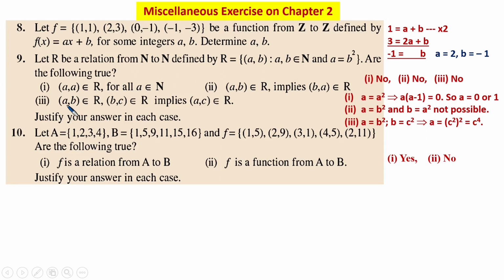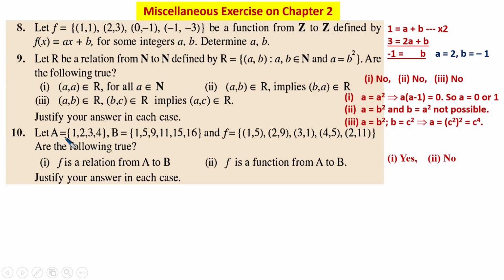And the third one, that is, if ordered pair A comma B belongs to R and ordered pair B comma C belongs to R, then ordered pair A comma C also belongs to R. Here, as I said, if I use this condition, A equal to B square, and here B is equal to C square. Now if I eliminate B by substituting it here, I will get A equal to C square the whole square. So this is not true. This is not a similar condition to what is mentioned here.